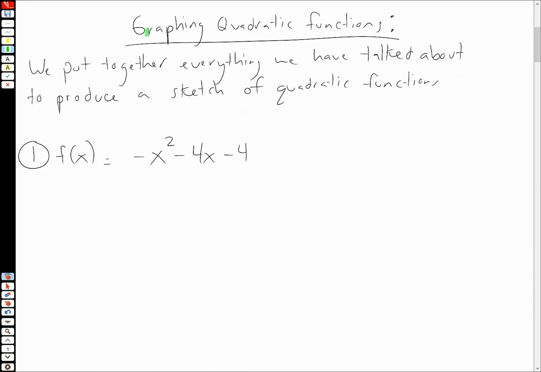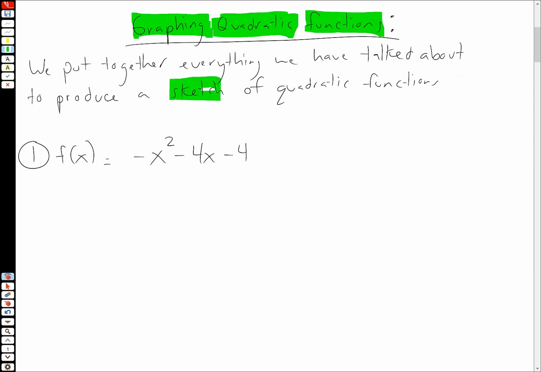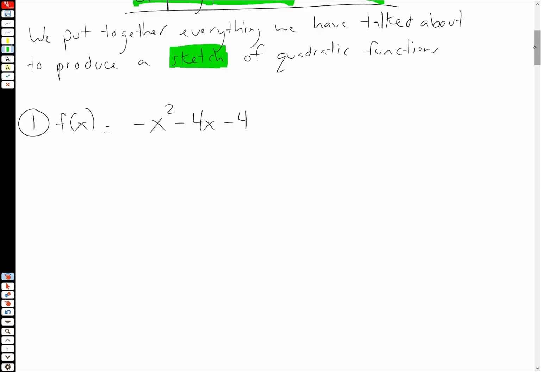So again, today what we're going to be looking at is how to graph a quadratic function. So given a quadratic function, our main objective is to sketch. Now, keyword here is sketch. We're not going to be graphing perfect parabolas today because we are human, but we're going to sketch our quadratic functions. And what's nice is this puts together everything that we've talked about in the past couple of videos. All right, so let's start with an example.